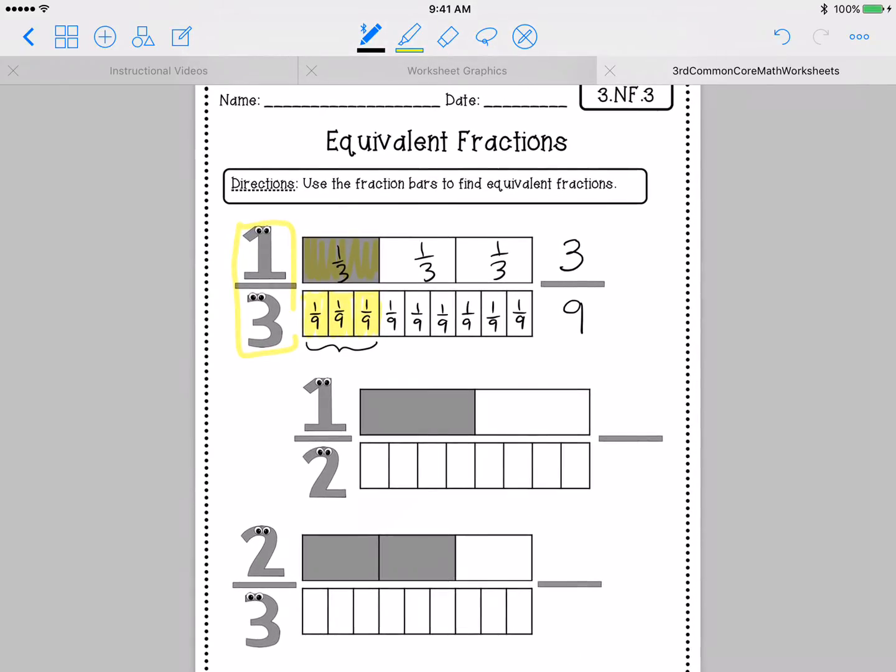You all can work on the next two on your own. This should be a pretty good review since we've just finished fractions. Let me know if you have any questions. Make sure that the equivalent fractions take up the same amount of space.